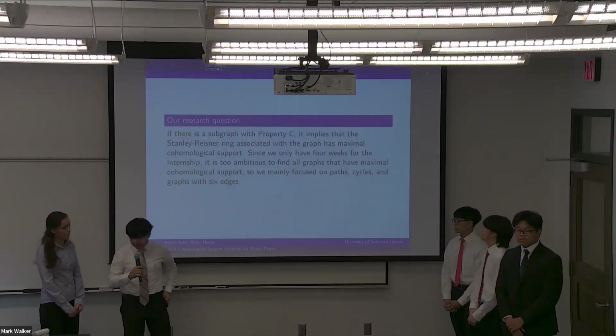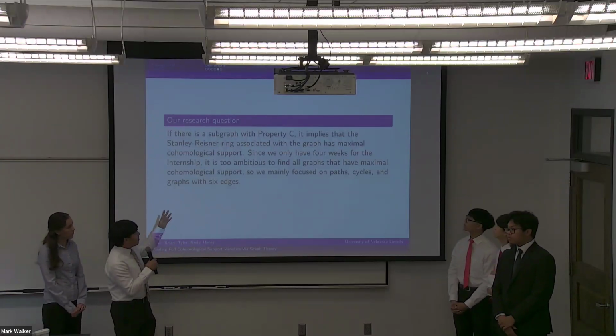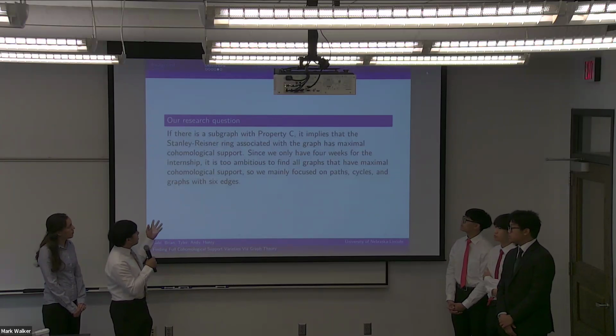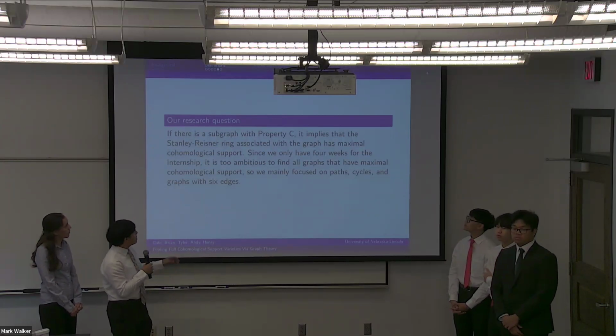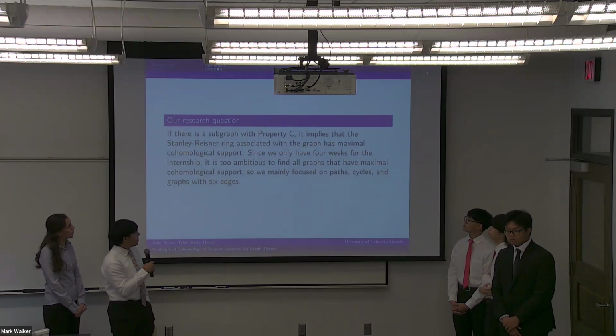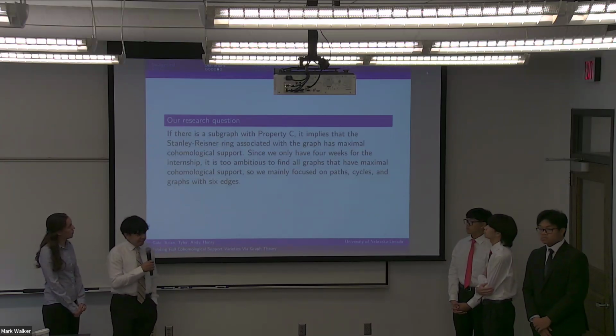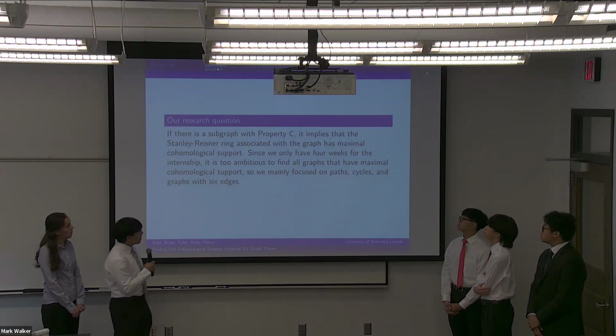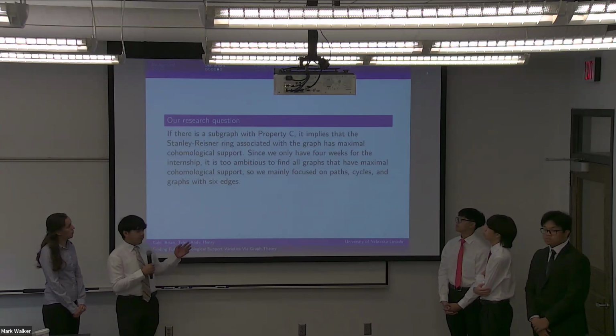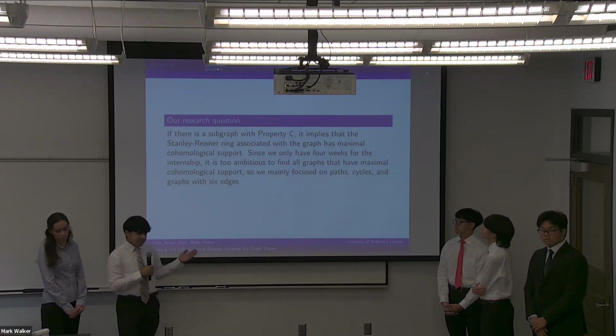So our research question: if there's a graph with property C, it implies that the Stanley-Reisner ring associated with the graph has maximal cohomological support. Since we only have 4 weeks at this internship, it would be too ambitious for us to find all the graphs that have maximal cohomological support. So we just mainly focused on paths, cycles, and graphs with 6 edges.